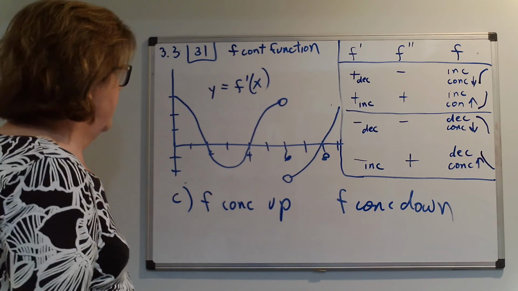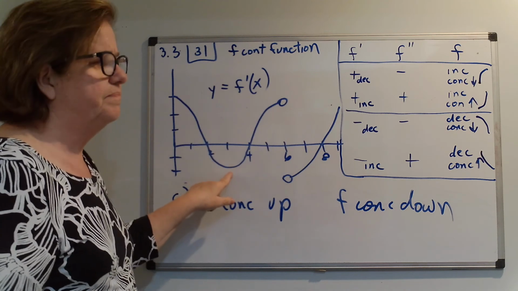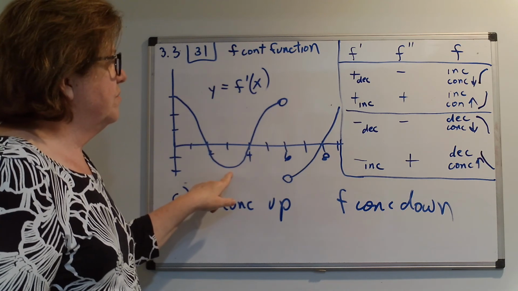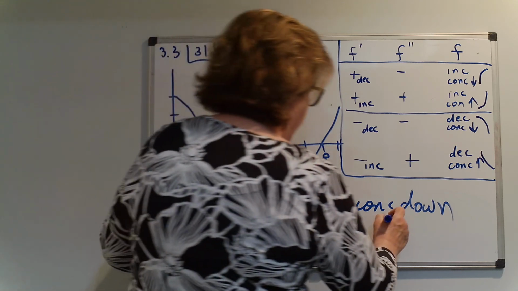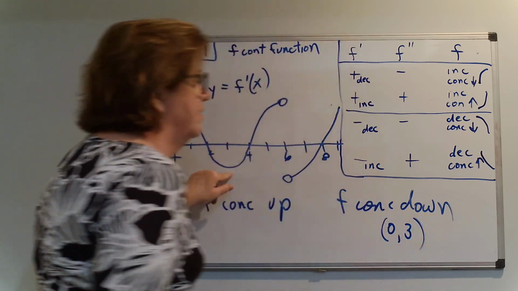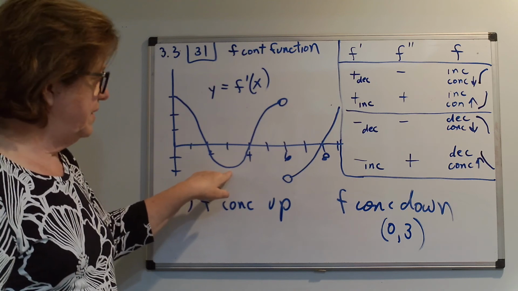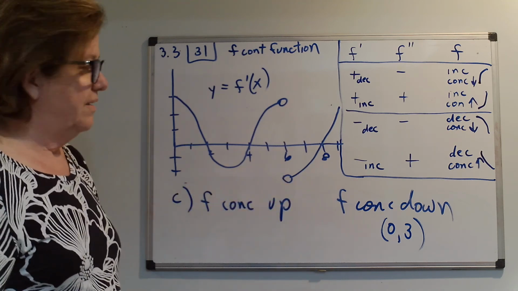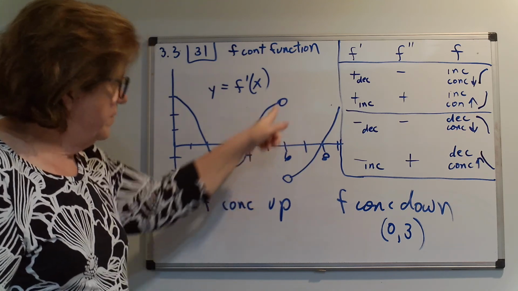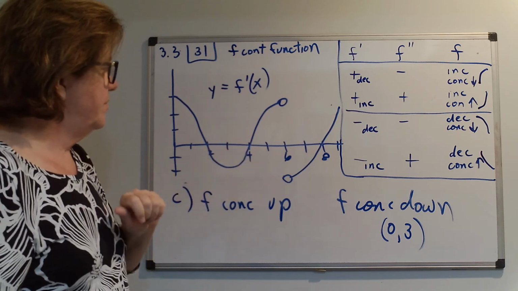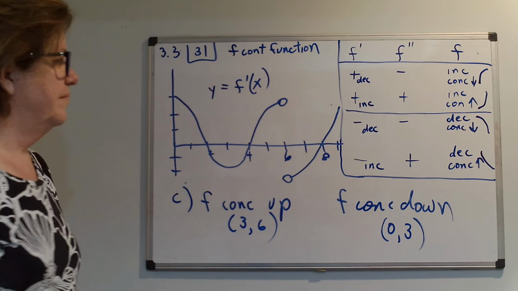Okay, so let's see. The derivative is decreasing from 0 to 3. That must mean F is concave down there, because if this is decreasing, the second derivative would be negative, so we'd be concave down. From here to here, the derivative is increasing, so the second derivative must be positive, therefore F would be concave up.